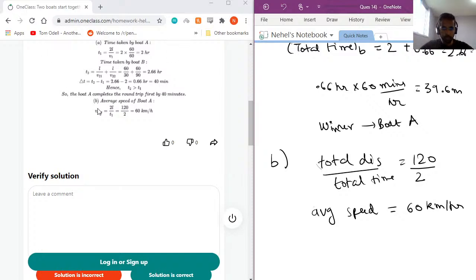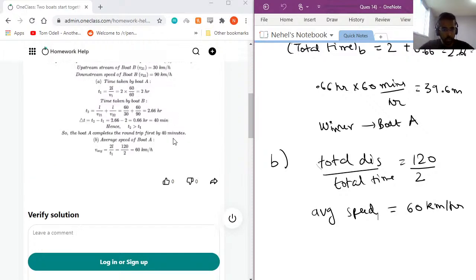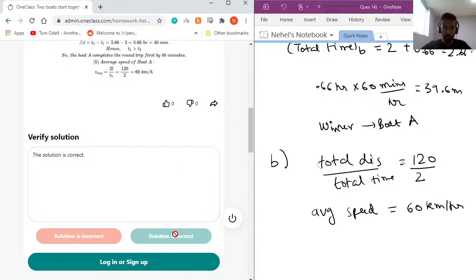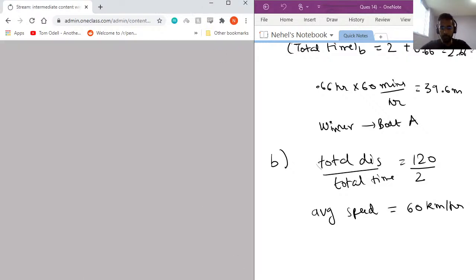Okay, so let's make sure. So boat A won by around 40 minutes. That's what we got as well. And then to complete for the average speed, it's total distance over total time. So it's 60 kilometers per hour. So this solution is okay.